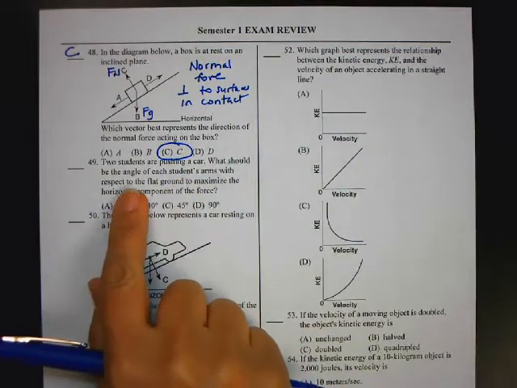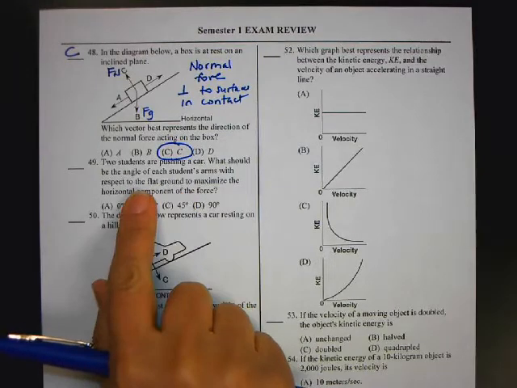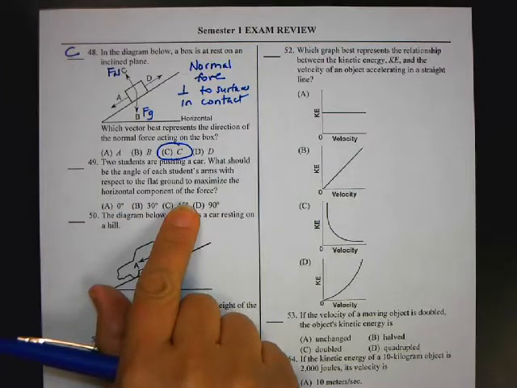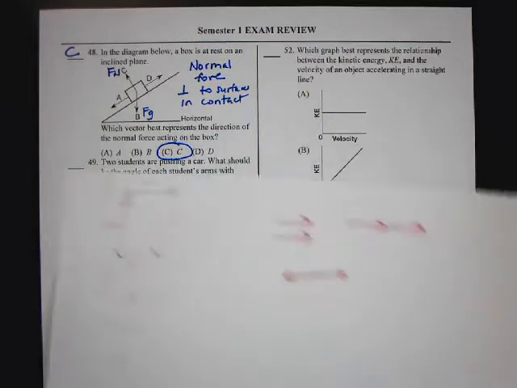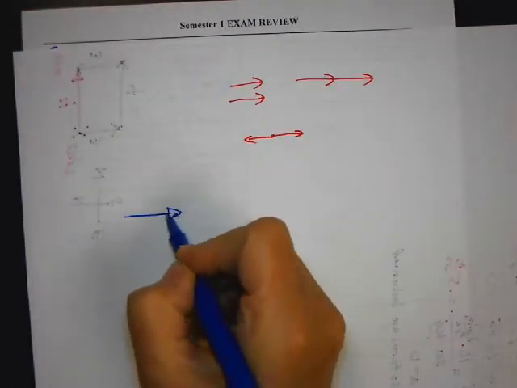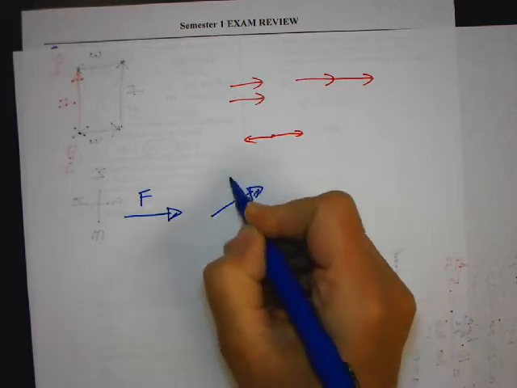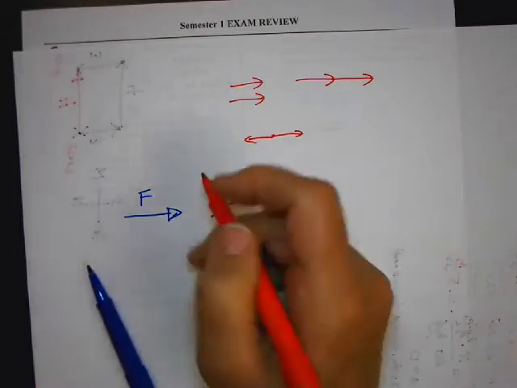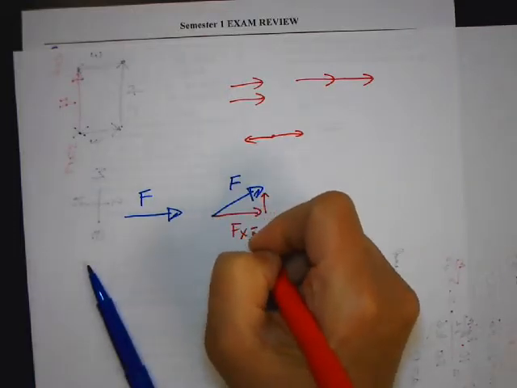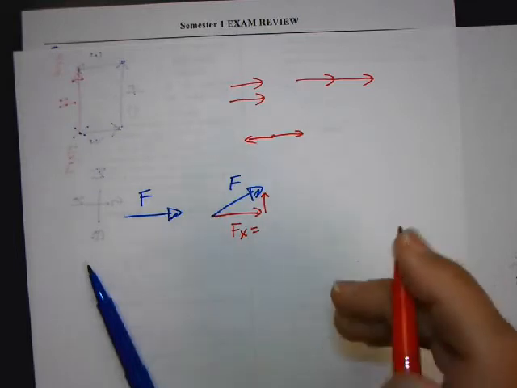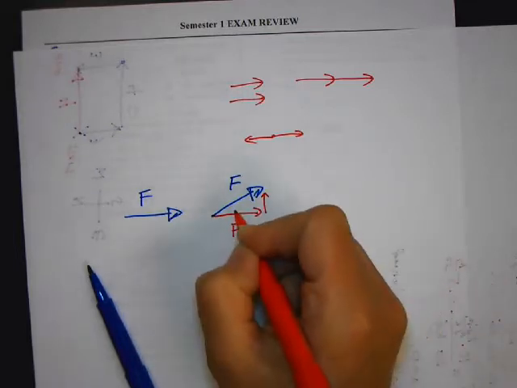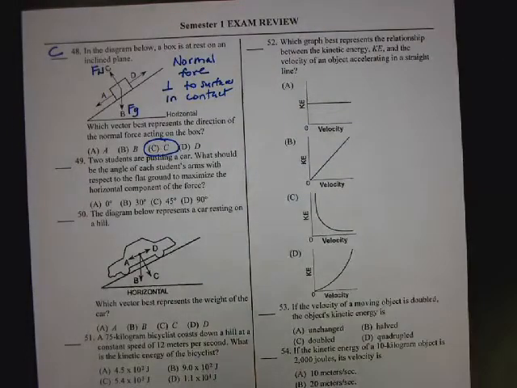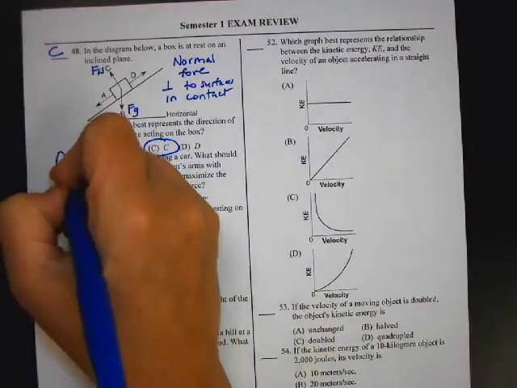Number 49, 2 students are pushing a car. What should be the angle of each student's arm with respect to the flat ground to maximize the horizontal component of the force? So again, if I look at a picture, if I pull this way, this is F. If I pull at an angle, my horizontal component of that is going to be F cosine theta. So as I increase this angle, I see my horizontal component is going to decrease. So just pulling it straight is going to give me the greatest force.